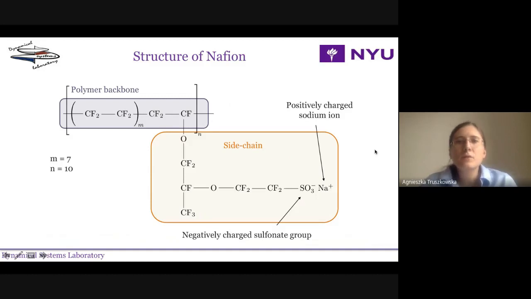Specifically, we use Nafion as our ionomer and sodium ion as the counter ion. What you can see here is a chemical representation of Nafion. Nafion consists of a hydrophobic polymer backbone and regularly spaced negatively charged side chains. In the side chains, the charge is associated with a sulfonate group. Initially, without any deformation or voltage, there will be a counter ion present near the sulfonate group.